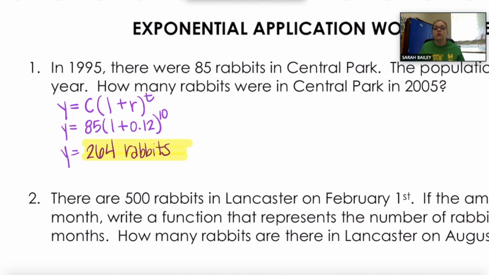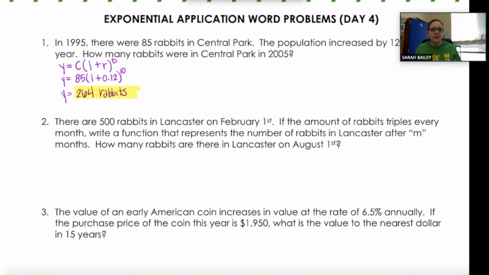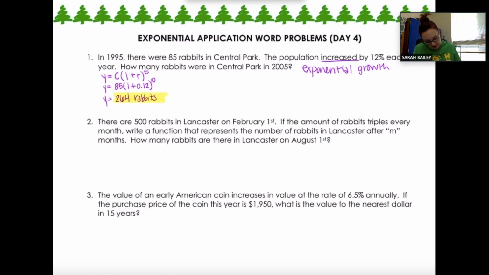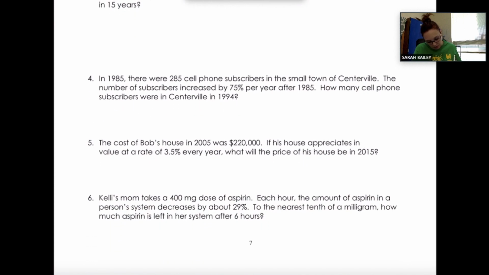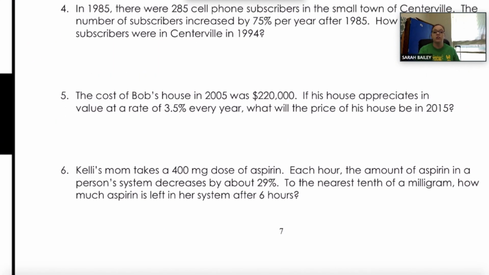Okay, so that's number one. Let's do a quick scan. I want you to also underline the word increased, and we know that that was exponential growth. And let's see if we can scan one that is exponential decay. Okay, let's skip down to number 6 real quick, and we'll practice this one together.